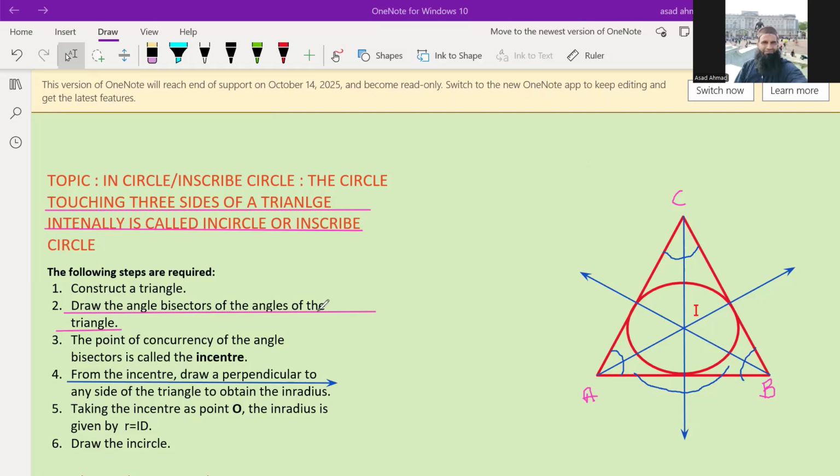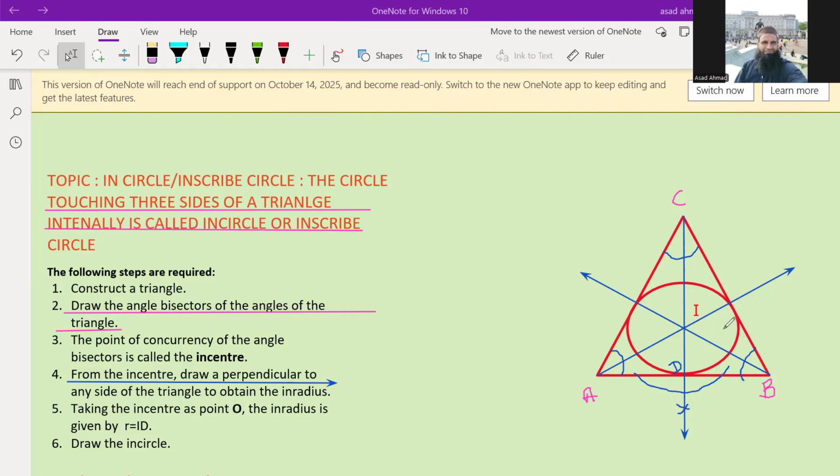So from the in center, draw a perpendicular. Once you have drawn the perpendicular from point I to side AB, as I have explained earlier, then you have to take I to D as the radius of the required circle. Because whenever we have to draw a circle, we need a center and we need a radius. So ID will be the radius in this case, and I will be the center of the required circle.